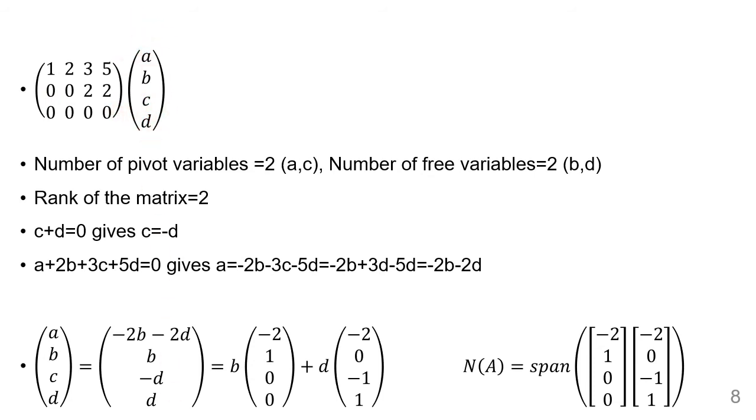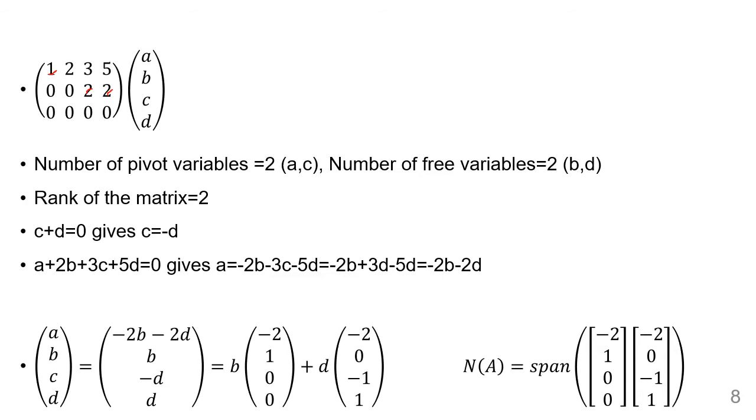And here we can observe that one is a pivotal element. Either I can choose this as a pivotal element or this as a pivotal element. I have chosen here two pivotal elements, that is A and C. And then the remaining variables are free variables, and there are two free variables. They are B and D. Now the rank of the matrix, we have seen earlier, is 2.